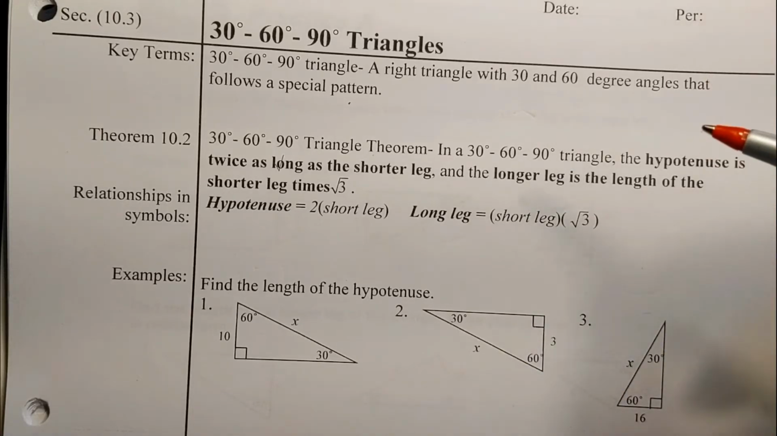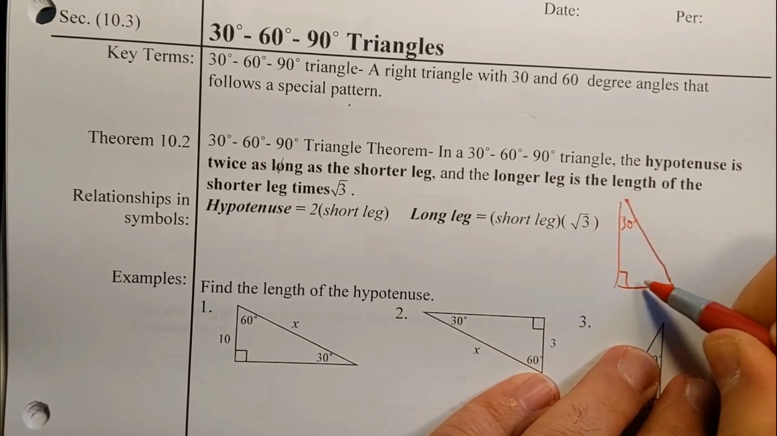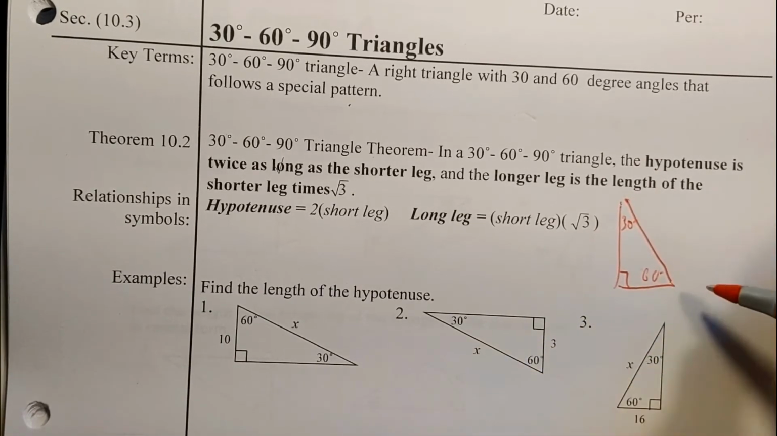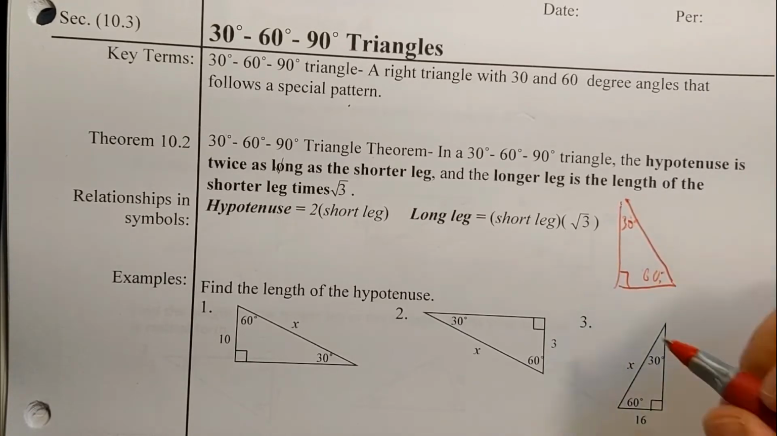So these are the notes for 10.3, 30-60-90 triangles. Yesterday we did 45-45-90 triangles. This is the other pattern that's a special type of right triangle. On the 30-60-90 triangles, 30 degrees and 60 degrees are going to be the other two angles instead of being 45, 45, 90.